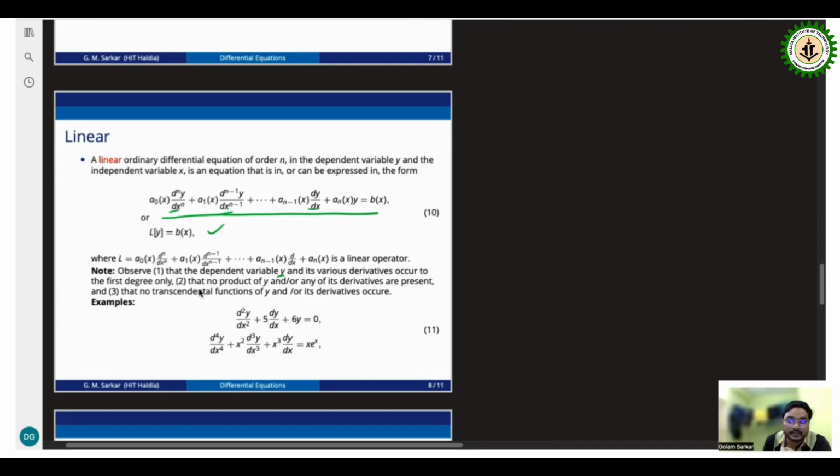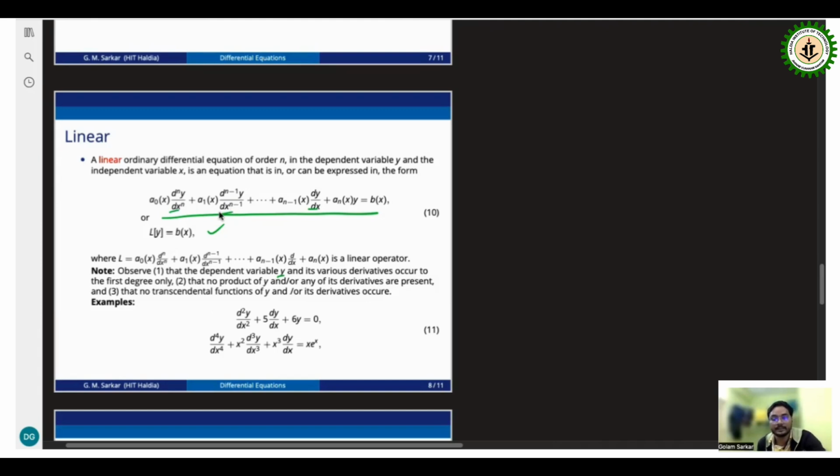Okay. Next one is that no product of the dependent variable y and its derivatives are present. Can you see any product of the dependent variable and its derivative term in this expression? No, you cannot see. And that no transcendental functions of y or its derivative occur. That means there should not be any sine, cos, tan, log, exponent function of the dependent variable y or its derivative. If it appears in a differential equation, at that time we'll say that the differential equation is not linear, that is non-linear.